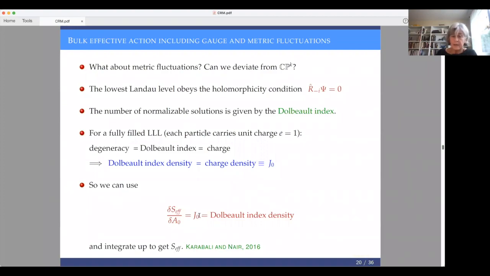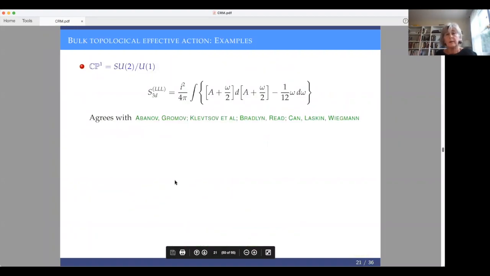But we know that the charge density is given by varying the effective action with respect to A0. So we want this to be the Dolbeault index density. So what we do essentially, we integrate this expression to derive the effective action, which includes now metric perturbations. Okay, so we have very general results, but I only want to give you a glimpse of a couple of cases. For example, in the two-dimensional case for CP1, what we find is the effective action for the lowest Landau level is of this form. This is what I showed you earlier, which was derived by starting from the microscopic theory, coupling it to gravity and integrating out the fermions. But here we have a different way to do that.